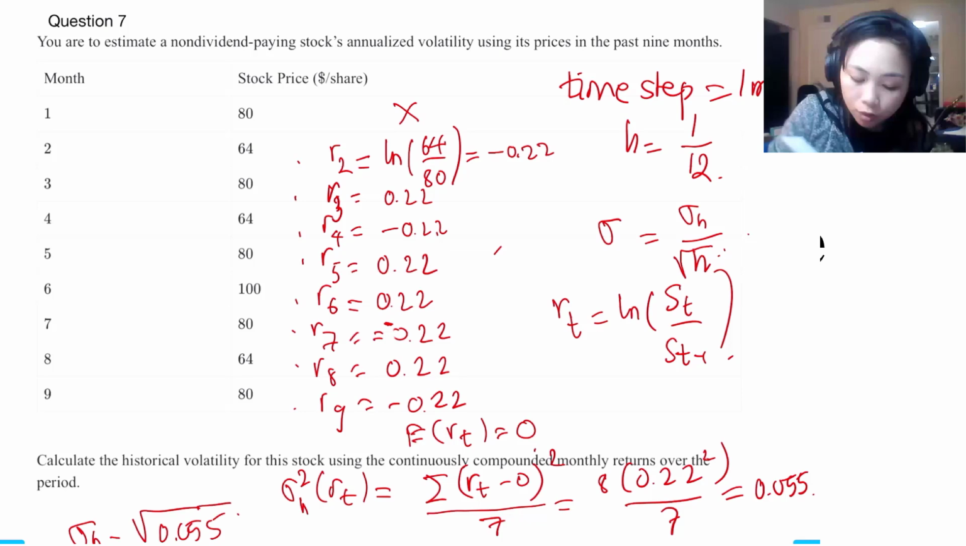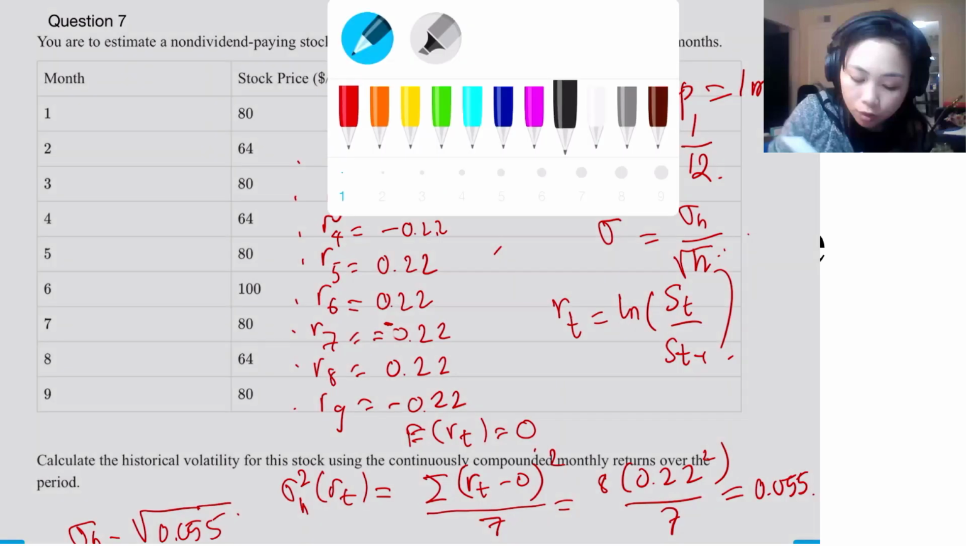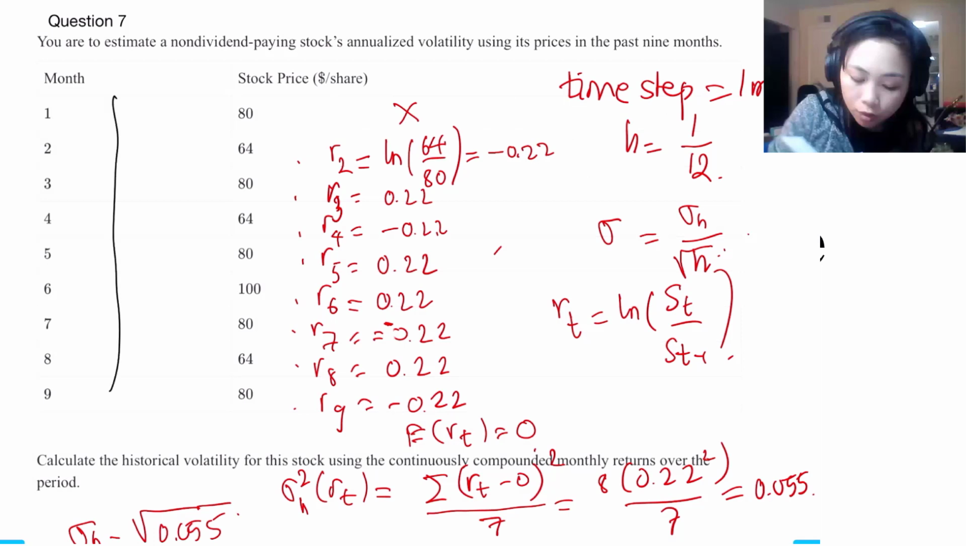See that? 81%. I repeat, sigma h here is 0.055 in the square root, and h is just 1 over 12 in the square root. See that? So that's how we find the answer. And the correct answer here is 0.81.